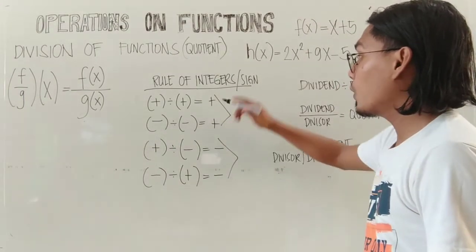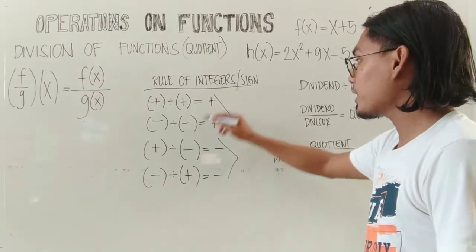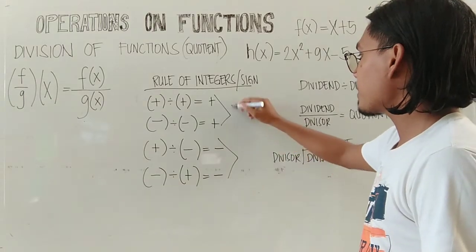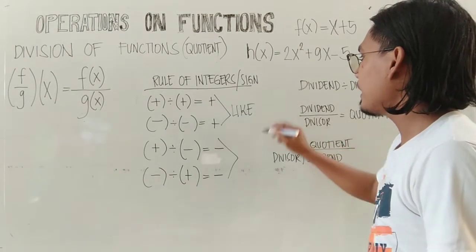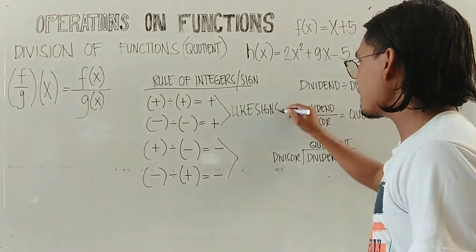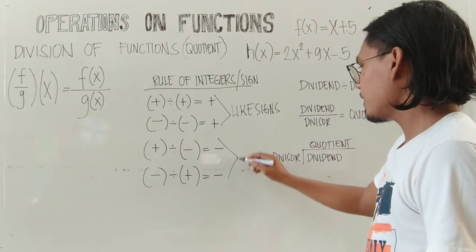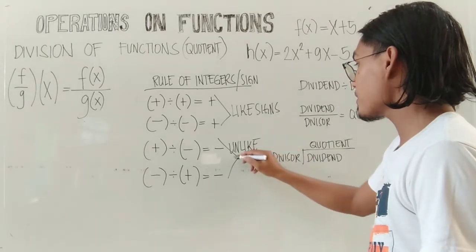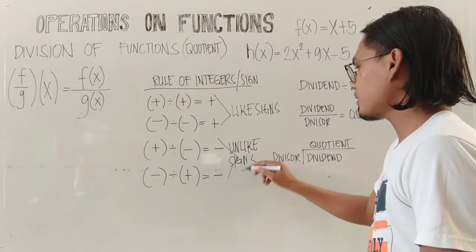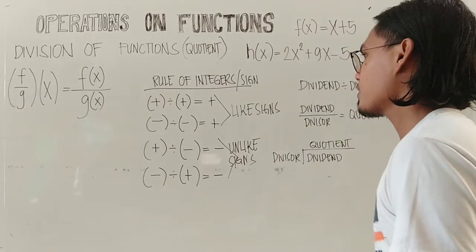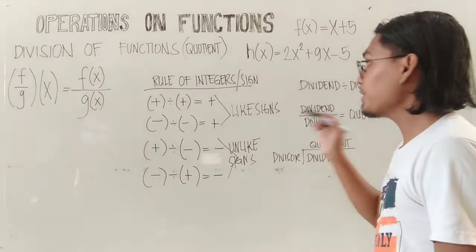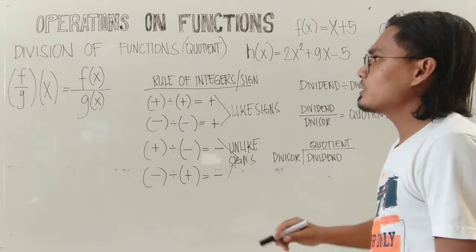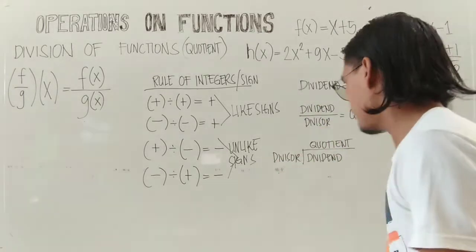Positive and positive, negative and negative will give you a positive quotient, or we can say like signs give positive. This one is unlike signs, so unlike signs give negative. So easy. Again, the rules of integers concerning the signs for division and multiplication are the same.